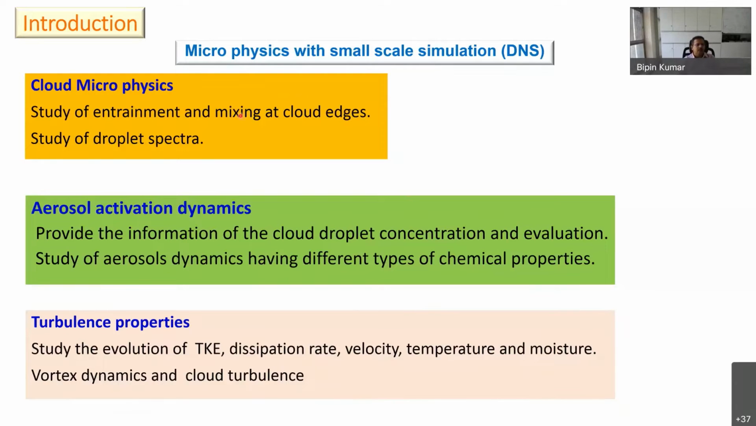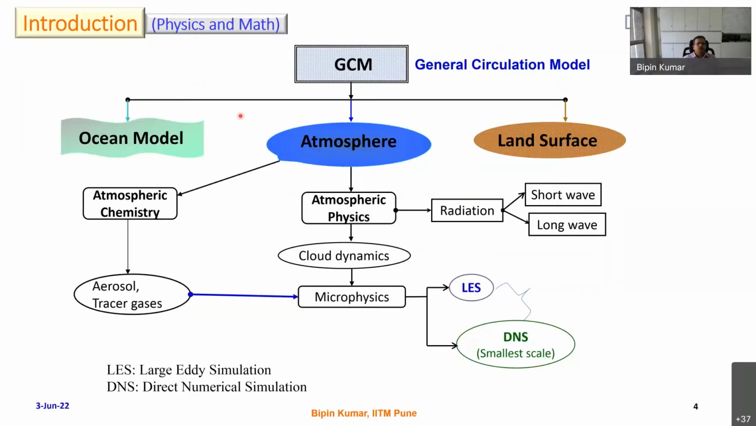So I will start with our weather forecasting models. If you see any general circulation model which is used for weather forecasting, it generally has three parts: ocean model, atmospheric model, and land surface. I am going to talk about the atmospheric, in particular the atmospheric physics, and I will also say atmospheric chemistry, where the aerosol is. Basically, I am talking about the microphysics, which is related to the aerosol dynamics as well. And my idea is to go to the small scale large eddy simulation and the direct numerical simulation. I'm focusing on the direct numerical simulation, as I gave in the title of this talk.